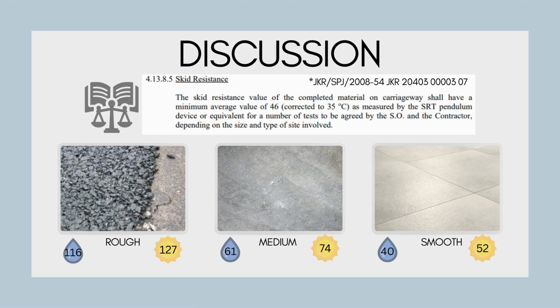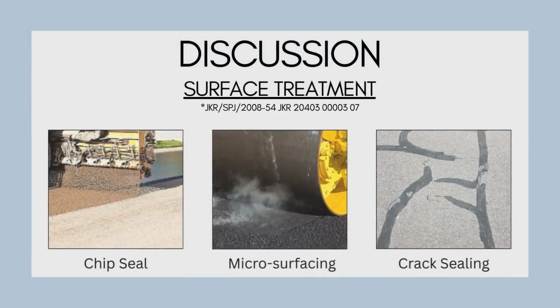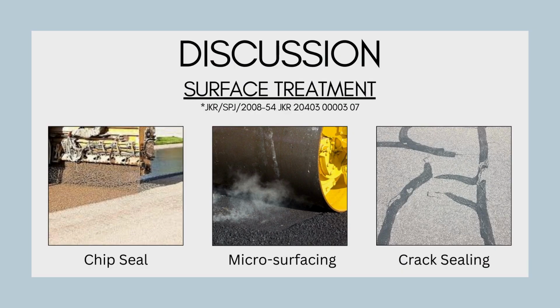According to the JKR standard, the minimum acceptable skid resistance value is 46. From the results, both rough and medium surfaces comfortably exceed this requirement under all conditions. However, the smooth surface fails to meet the JKR requirement under wet conditions, indicating a higher risk of skidding, especially during rainfall.